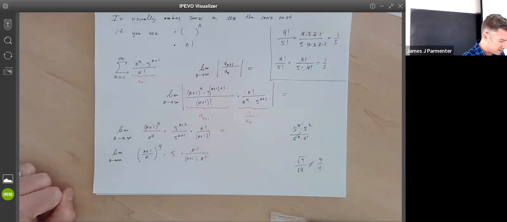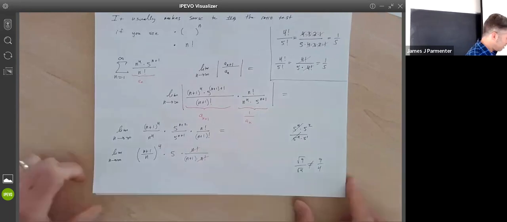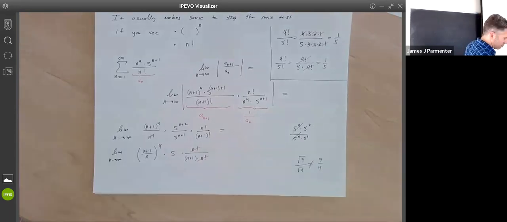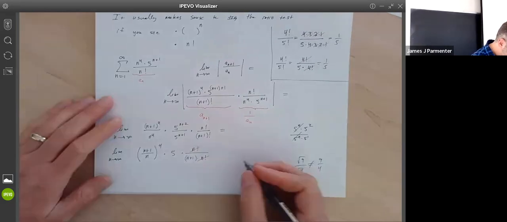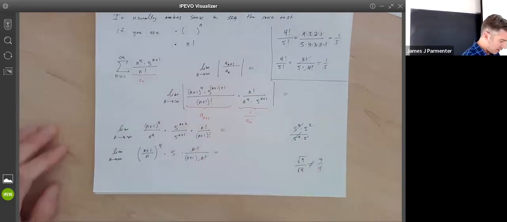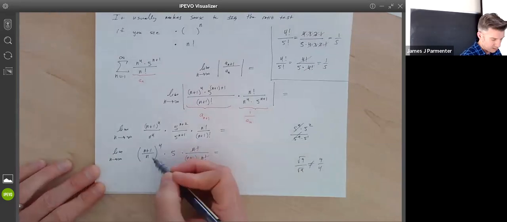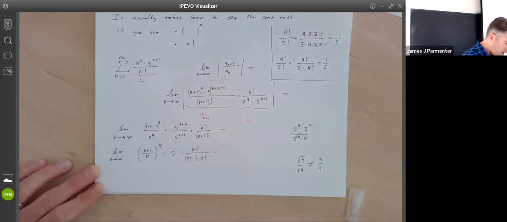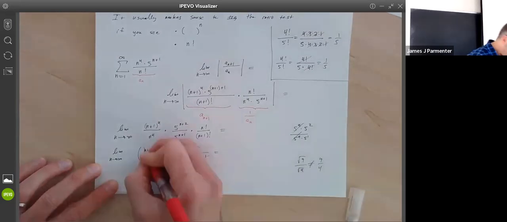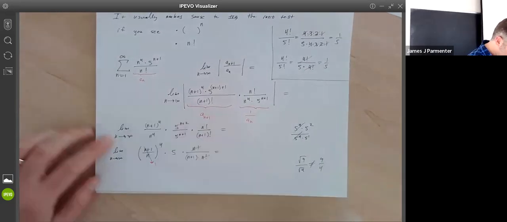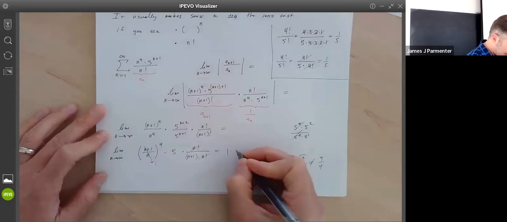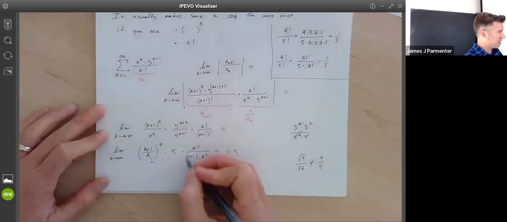Interesting. So a couple things you could do here. Let's just take the limit. So as n goes to infinity, what's going to happen to this n plus 1 over n? Where's that going to go to? 1. So we're going to get 1 to the 4th times 5 times 1 over n plus 1, which is going to go to 0.